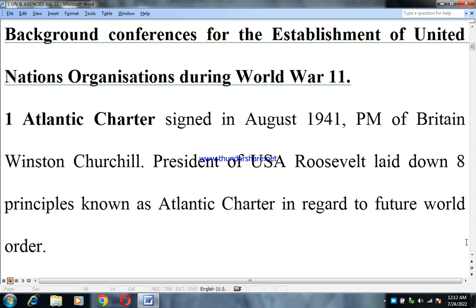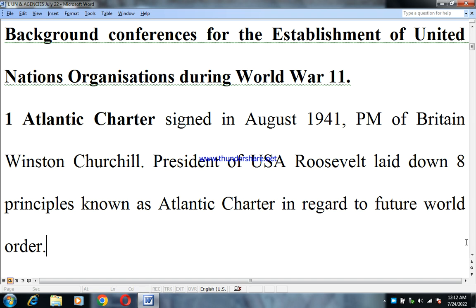As you know, the United Nations was established after Second World War, but the efforts were continued since the start of the war. There were many conferences held, and these are very important for the establishment of the United Nations organization.